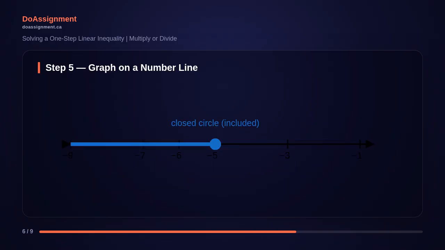Here is the number line graph. We place a filled closed circle at negative 5 because negative 5 is included in the solution. We have a less than or equal to symbol. Then we shade and draw an arrow extending to the left toward negative infinity, showing that all numbers less than negative 5 are also solutions. An open circle would be used if the symbol were strictly less than, excluding the endpoint.